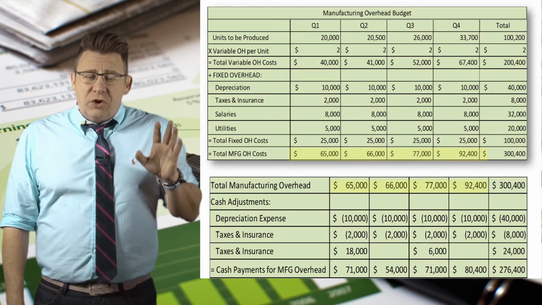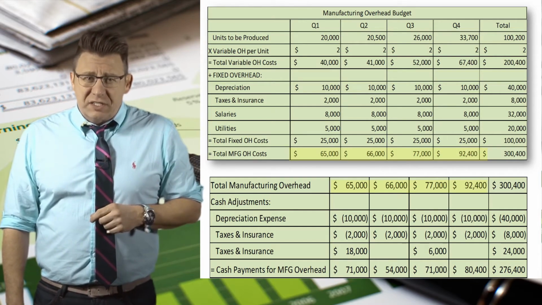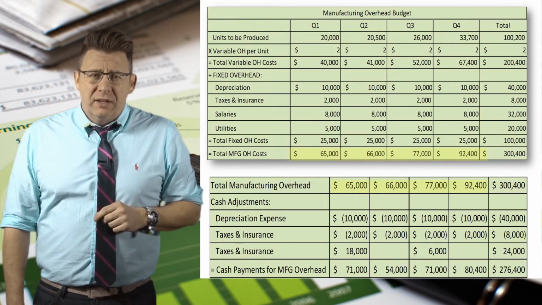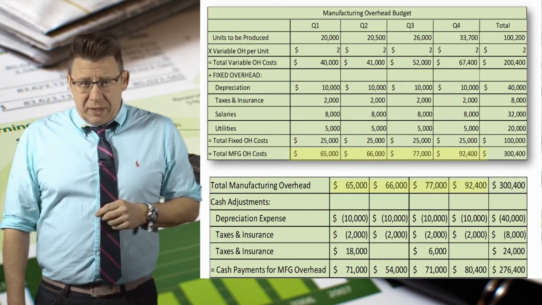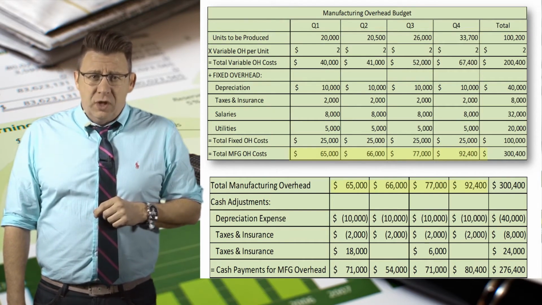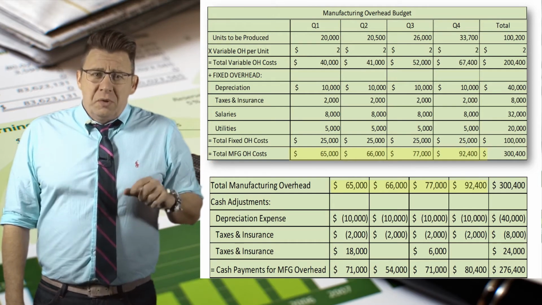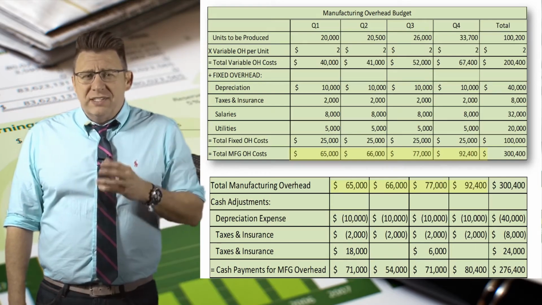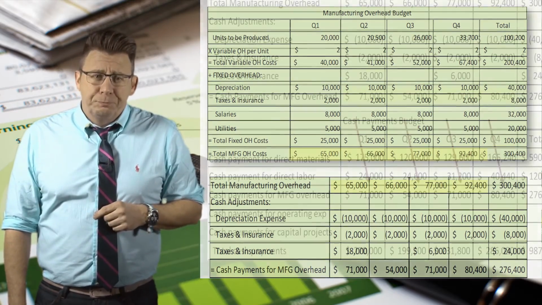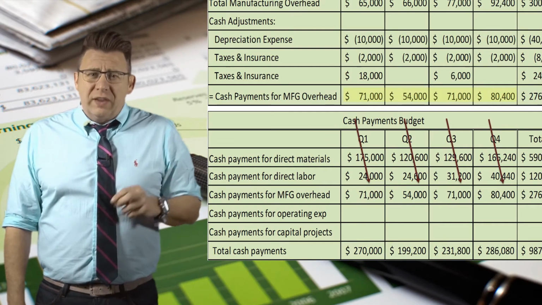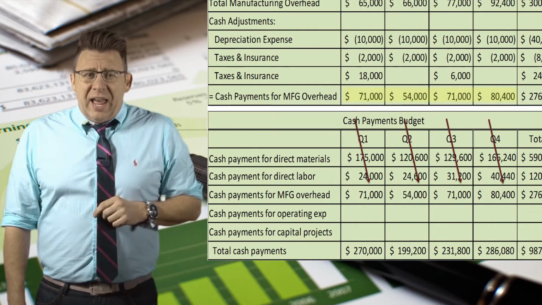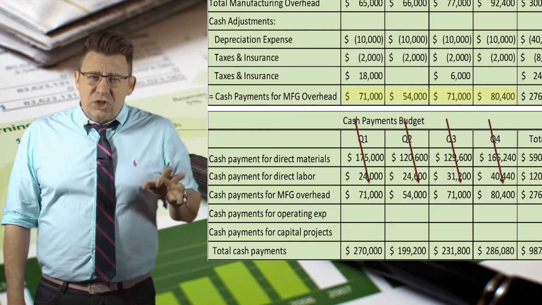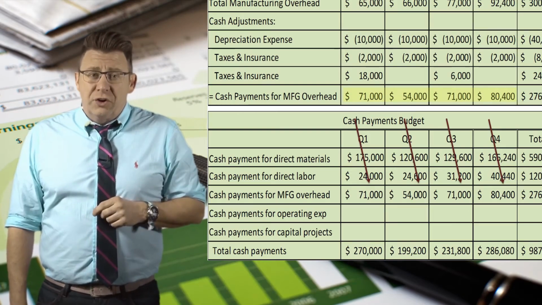Additionally, I've added back the quarterly taxes and insurance expense, since that doesn't match the timing of when these amounts will be paid. Finally, I've shown the cash payments for prepaid taxes and insurance, which I've assumed happened as follows. Prepaid taxes, $18,000 in Q1, prepaid insurance, $6,000 in Q3. Then we can total the cash payments for manufacturing overhead and list that on the cash payment budget. In my example, let's assume that all payments are made in the quarter incurred.